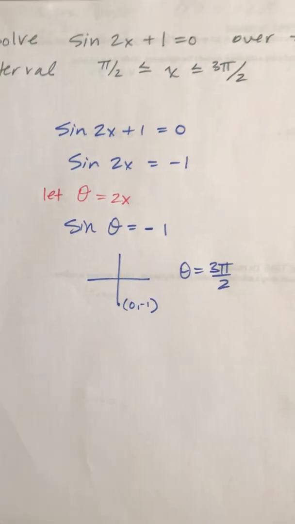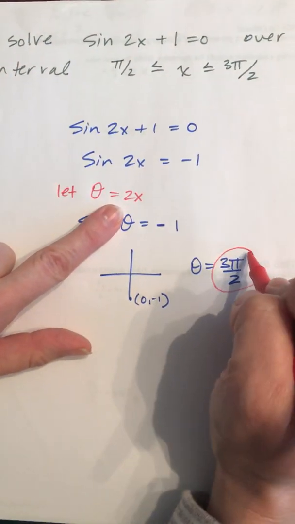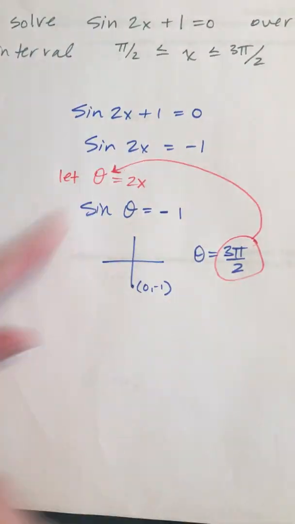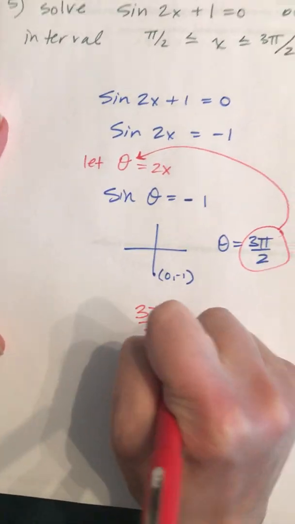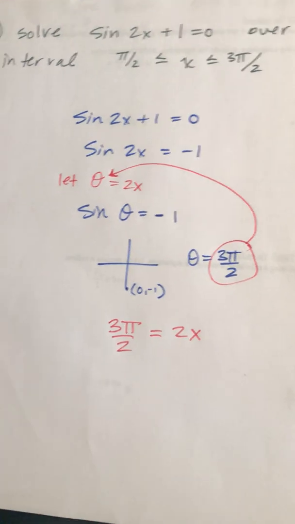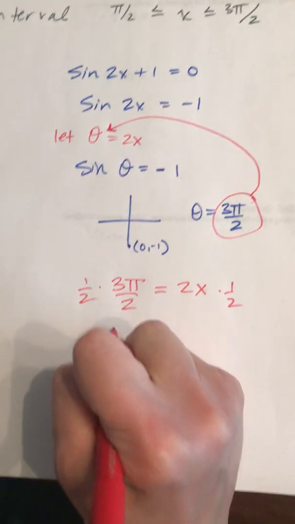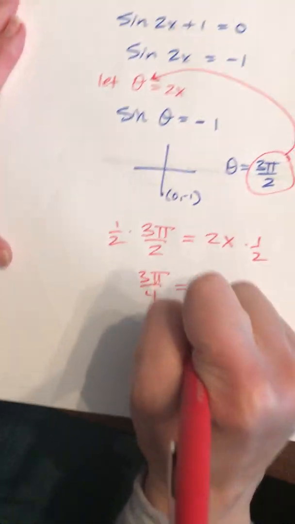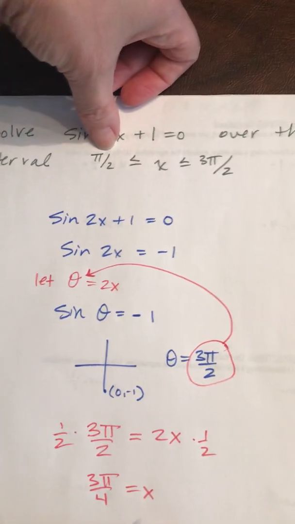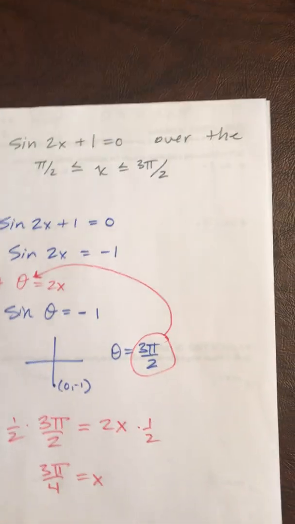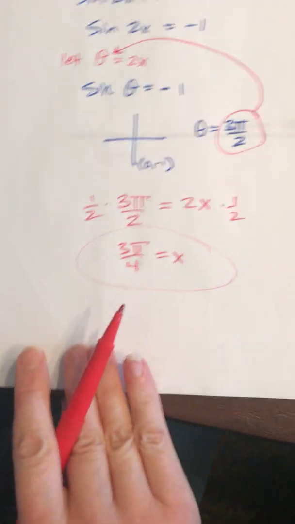Okay, so because we let theta equal 2x, I'm now going to go back and substitute 3 pi over 2 back in for theta. So 3 pi over 2 equals 2x. Remember, our goal is to solve for x. So I'm going to multiply both sides by 1/2. I get 3 pi over 4 equals x. Remember, look at your intervals. I want answers from pi over 2 to 3 pi over 2, which 3 pi over 4 does fall within that range, so we're good to go.